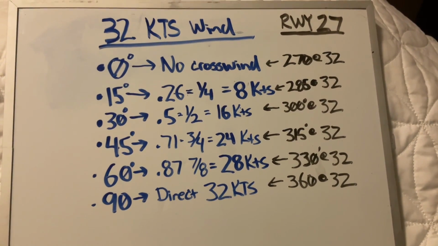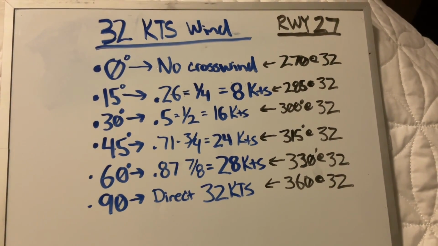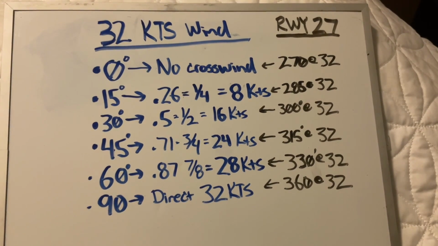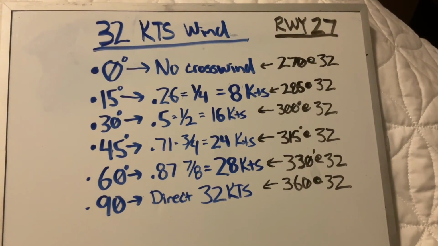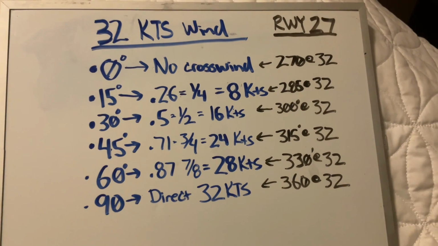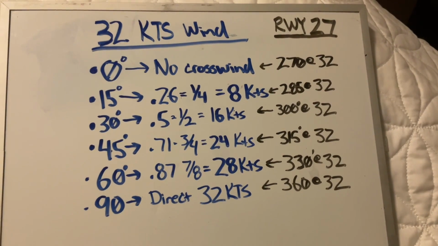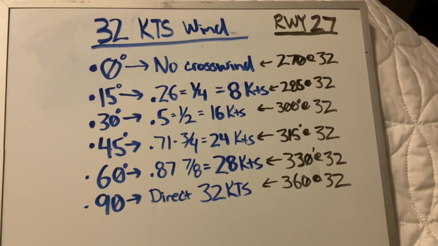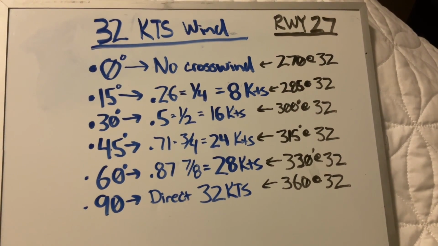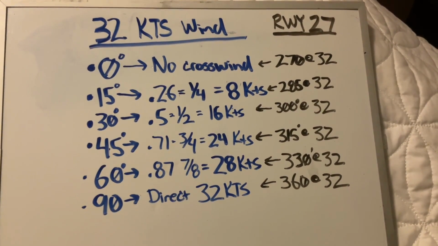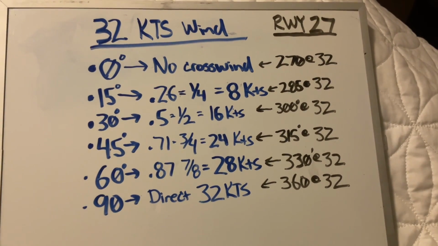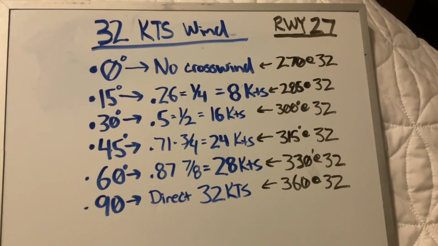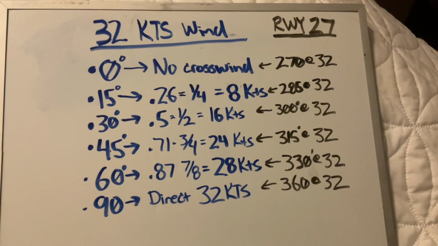So if you're simply trying to do it, just look at the wind chart and envision in your mind 0 degrees, 15 degrees, 30 degrees, 45, 60, and 90. And if you can remember at 15 degrees, it's a quarter, 30 degrees is a half, 45 degrees is 3/4, and 60 degrees is 7/8. Most importantly, if you do the 30 degrees at a half, 15 degrees at 1/4, and 45 degrees at 3/4, you get most of it knocked out.